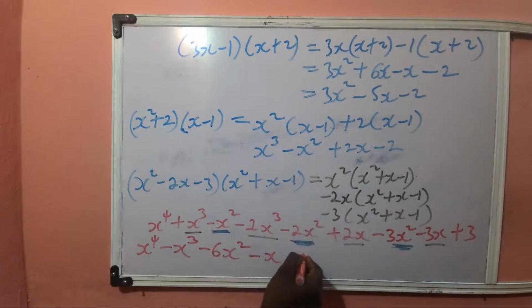And then I'm left with just a constant term there, 3. So can you see how you make multiplication of polynomials very, very simple and easy? You don't have to have any issue with multiplication of polynomials. All right.